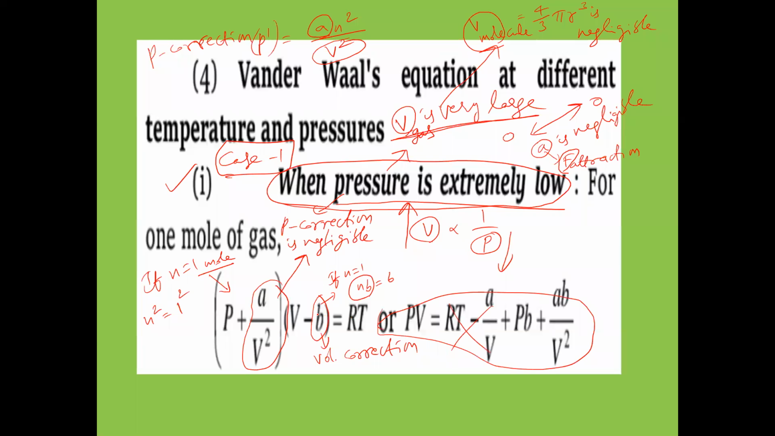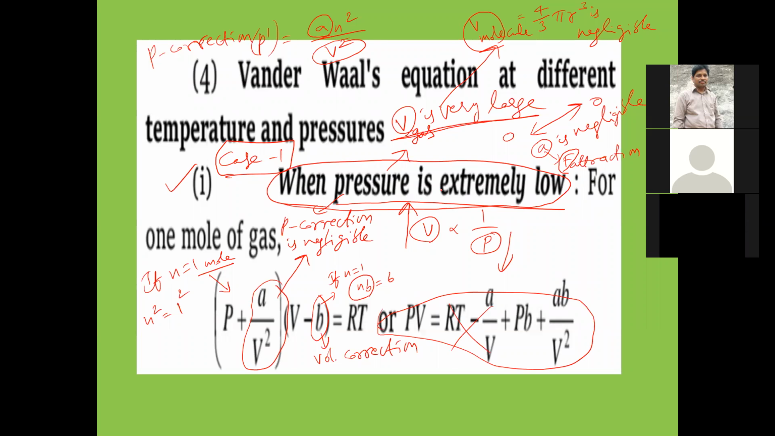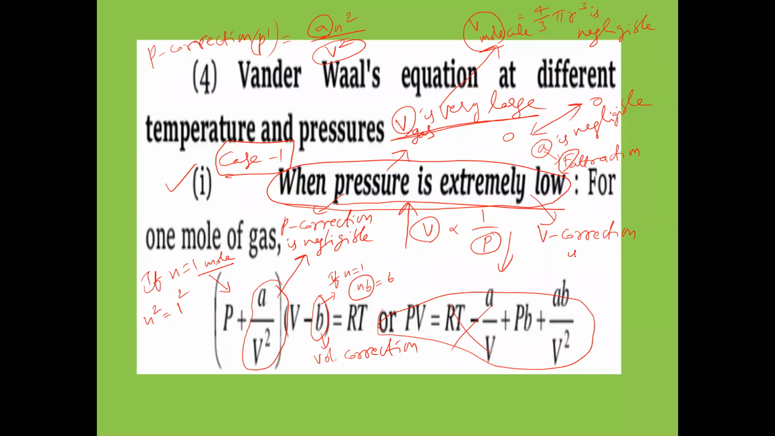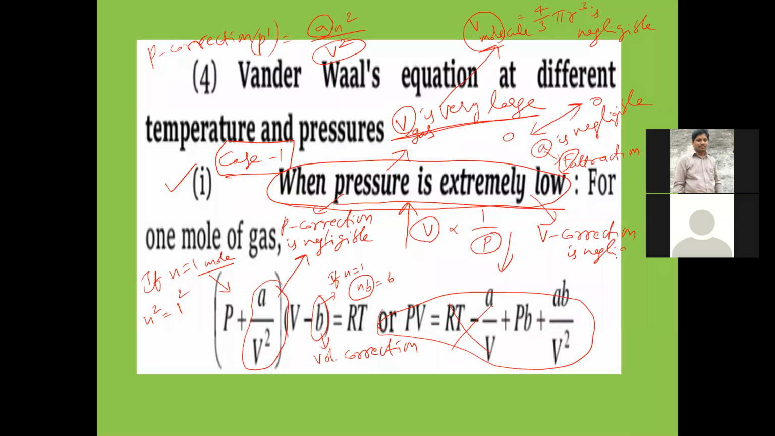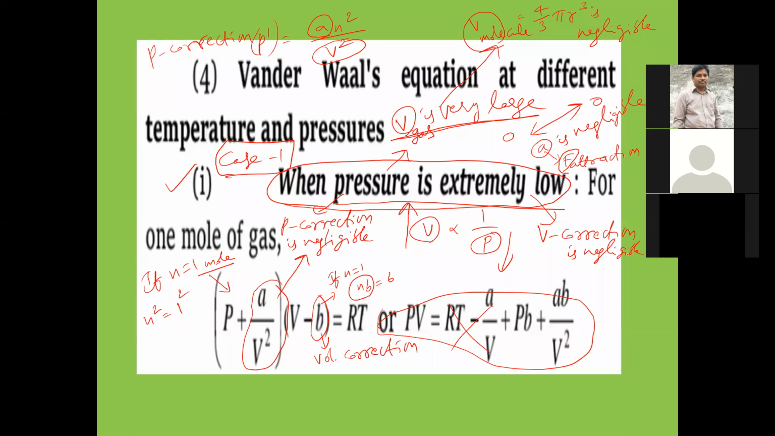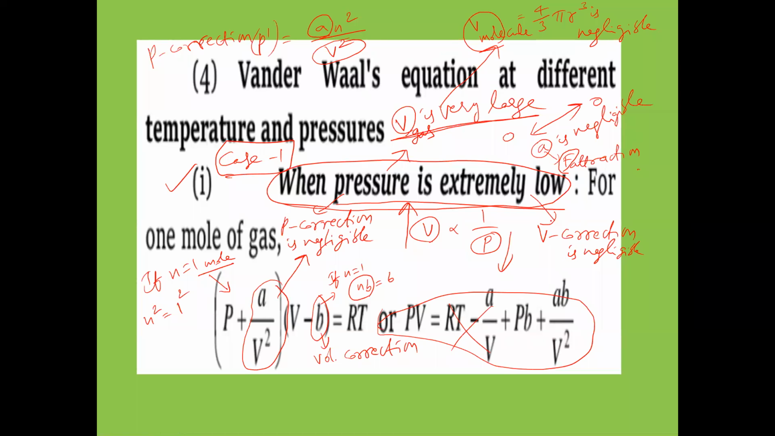When you take extremely low pressure, we can neglect both the volume correction and the pressure correction. At extremely low pressure, the volume correction is negligible and the pressure correction is also negligible. Is it clear? Don't open the videos elsewhere, just listen carefully and try to understand this.